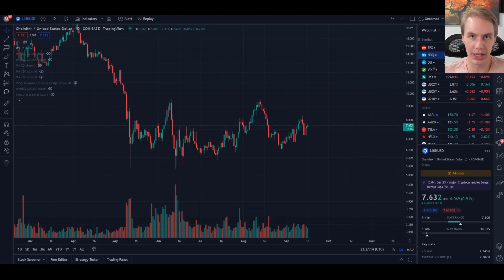Today I want to talk about Link and what we might make of this relative strength it's showing versus the rest of the market.